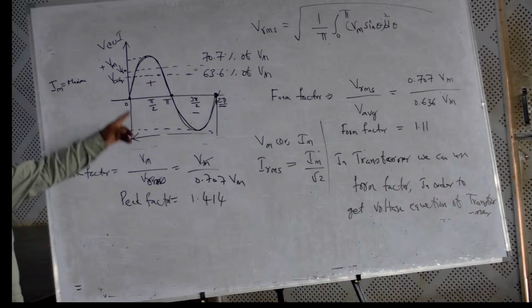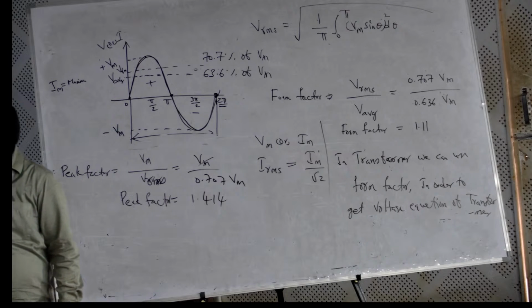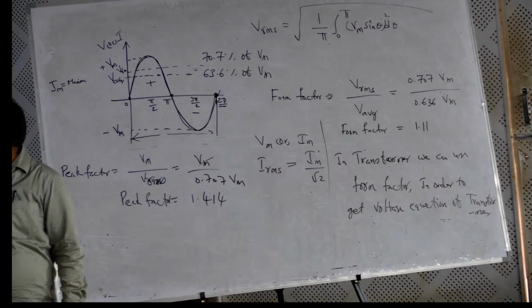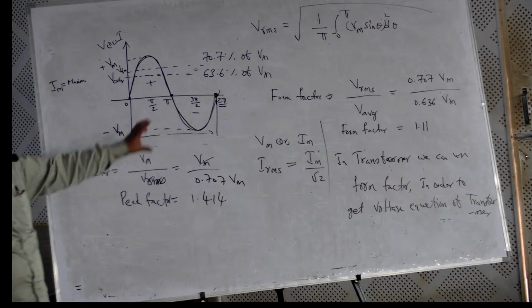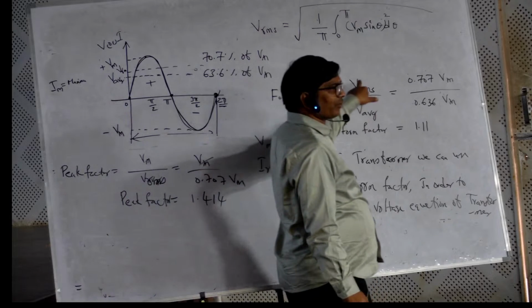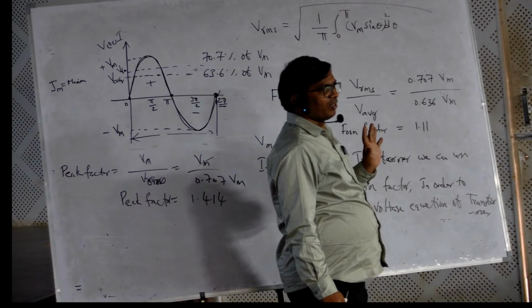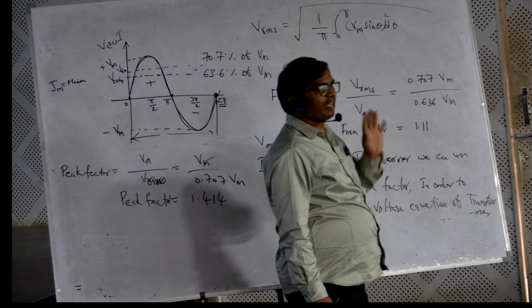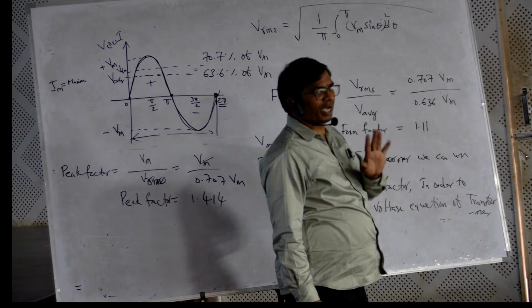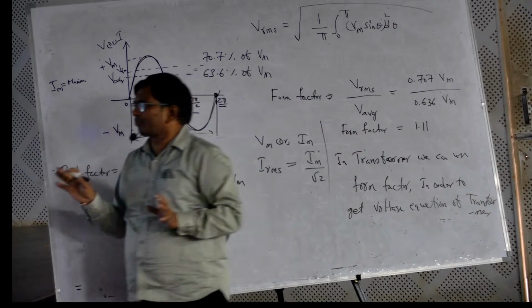We obtained all four quantities. Same way, finding the average value and RMS value for current: IRMS or VRMS. I average is equal to 2Im by pi, V average is equal to 2Vm by pi. There is no difference, only replace V with I.